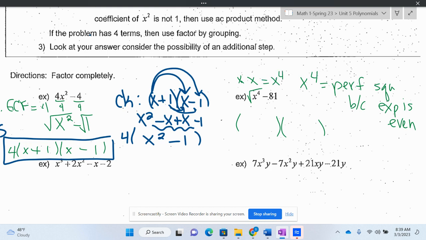Well, let's see. If the base is the same and we're multiplying, we just add the exponents. So it has to be a 2. So the square root of x to the fourth is x squared. You just divide that exponent by 2. Now I need to think about what is the square root of 81? 9. So it's going to be x squared minus 9, x squared plus 9.